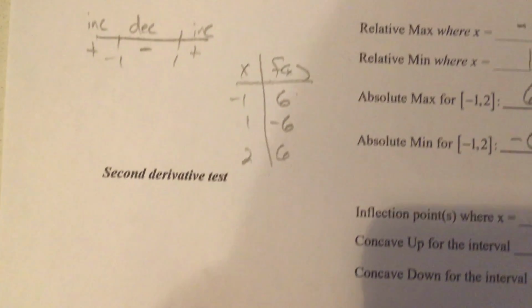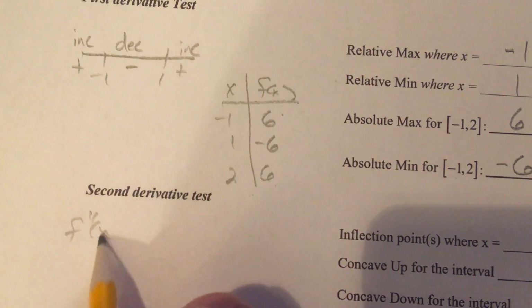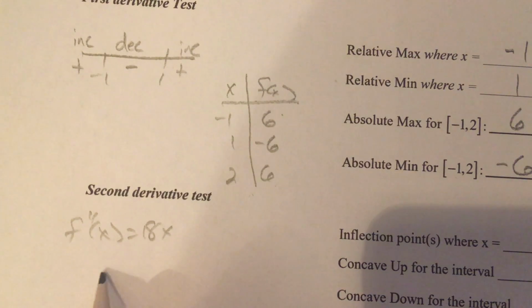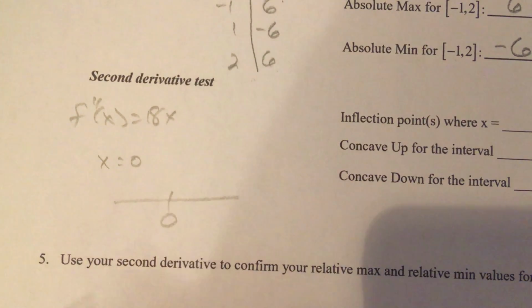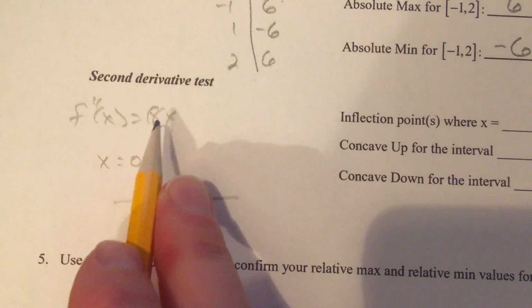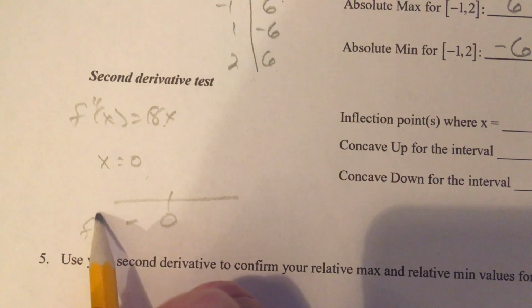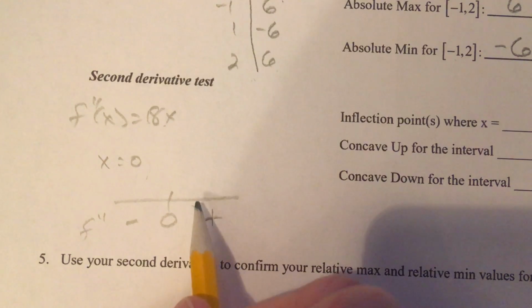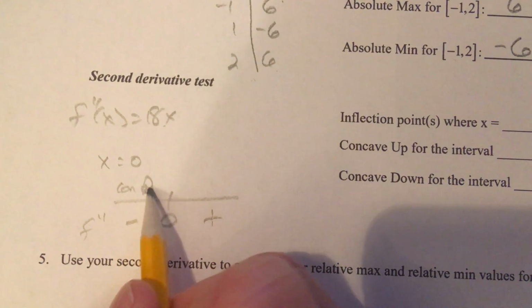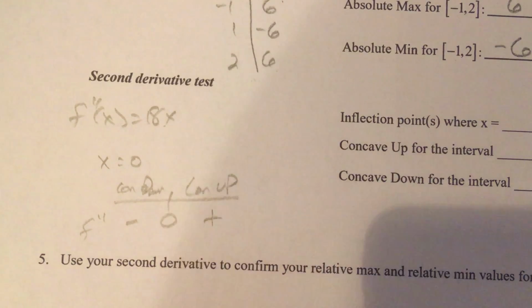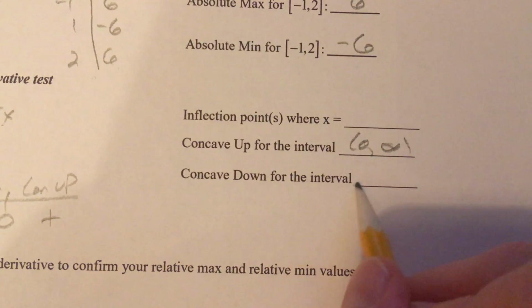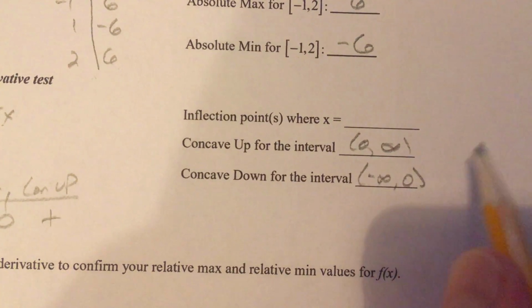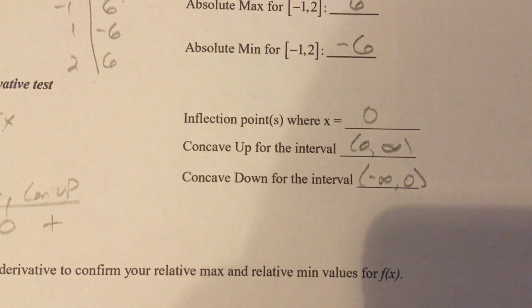Now, as far as the second derivative test goes, we're going to take the second derivative here, which is 18x, set it equal to 0, and that gives us a possible inflection point of x equals 0. Won't know if it is until we test it. If we pick something negative, put it in, we're obviously going to get a negative value in the second derivative. If we pick something positive, we'll get a positive value. Okay, that means we're concave down here, concave up here. So we are concave up from 0 to infinity. We are concave down from negative infinity to 0. What's our inflection point? Well, since we had the change in concavity, it would be at x equals 0.